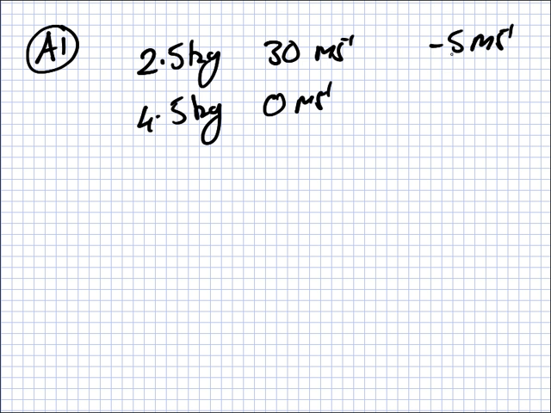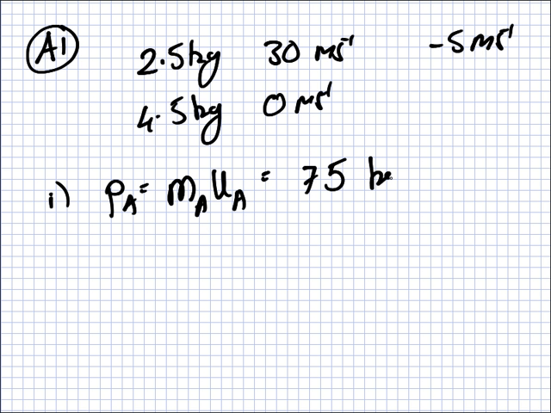Okay, so at the beginning, the momentum of A is just going to be mass of A times velocity of A. 75, is it? Kilogram meters per second. And then, let me guess, is part 2 what's the speed of B? Yeah, it's going to be conservation of momentum.